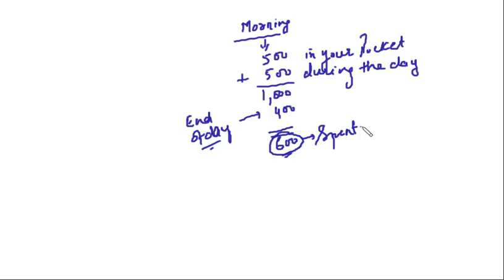Let me repeat: in the morning you have 500 rupees in your pocket. During the day you added another 500, so the total was 1000, but at the end of the day you had only 400 rupees. That means you have spent 600 rupees somewhere. Clear? So same is the case with provision for tax account.